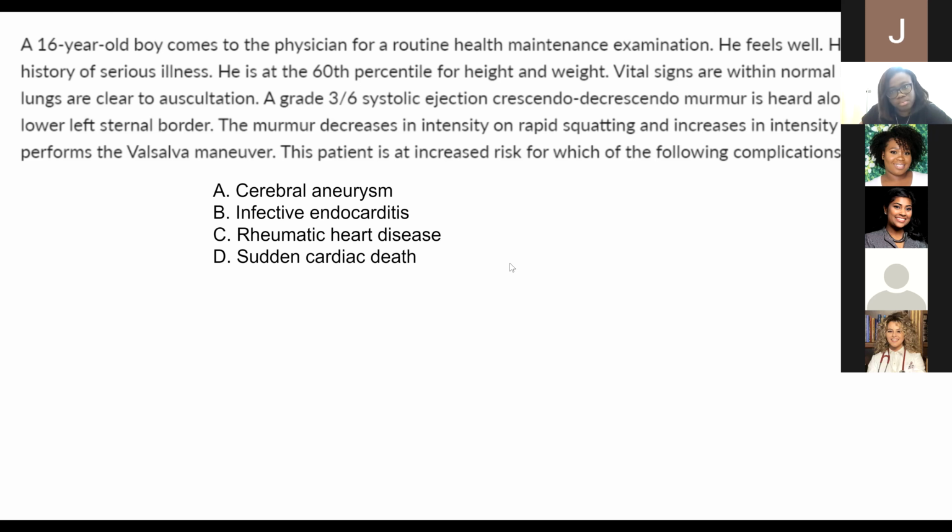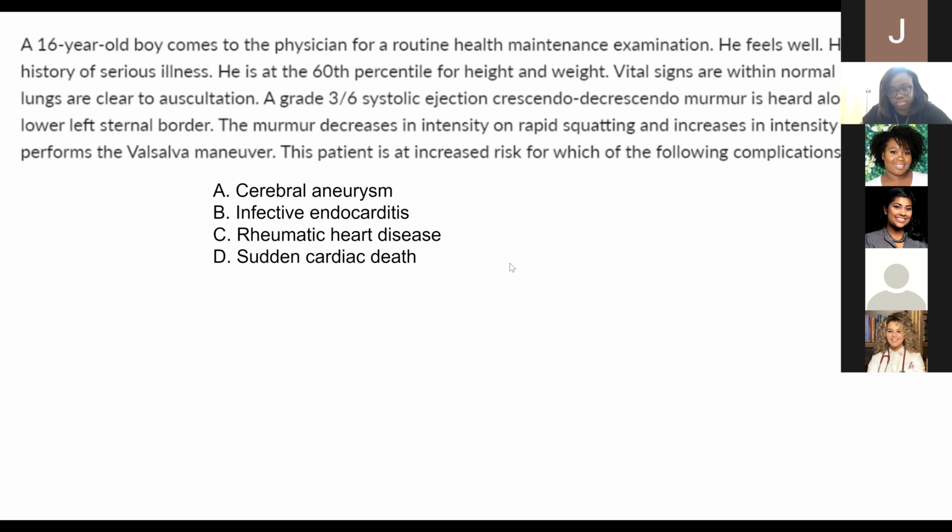The Valsalva maneuver is when he's working out. So immediately you should probably try and think of HOCM. The murmurs and those maneuvers aren't going to be as important for this term, but they are going to be heavily tested in term 5.